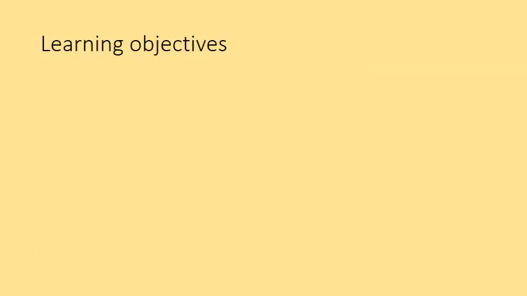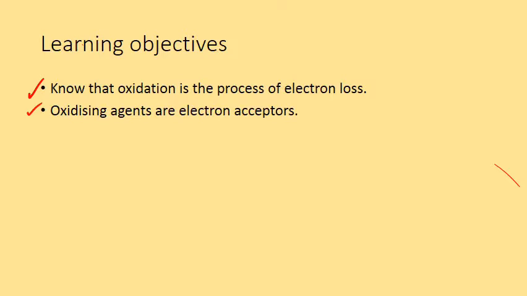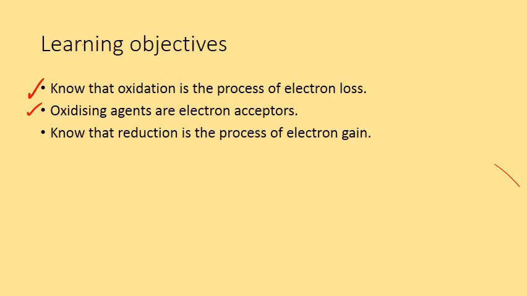But before we finish with this video lesson, let's just make sure we've covered off all our learning objectives. If you remember, the first one was we wanted to know that oxidation is the process of electron loss. Let's give ourselves a tick for that. I think we know that. And oxidizing agents are electron acceptors. And a corollary of those two is that reduction is the process of electron gain. Yep. And reducing agents are electron donors.